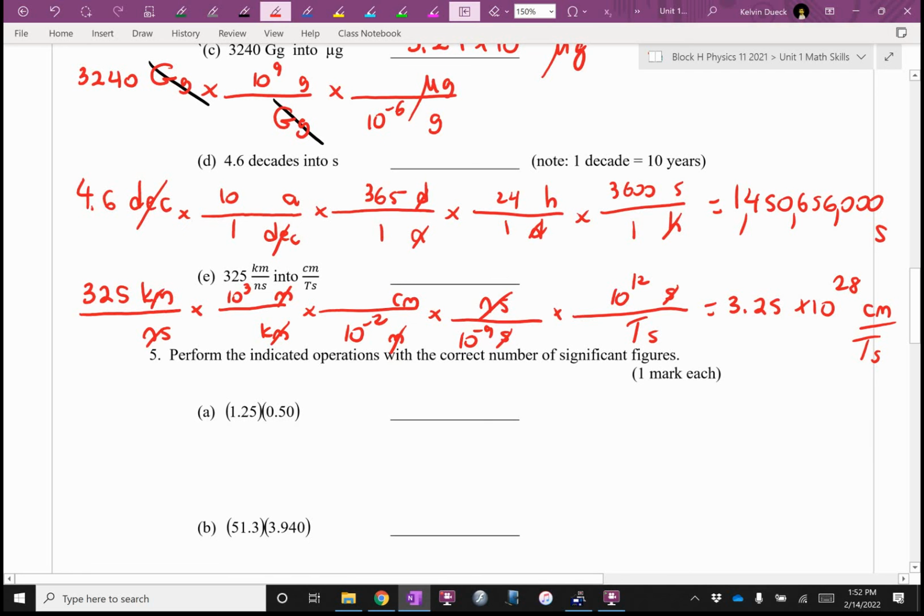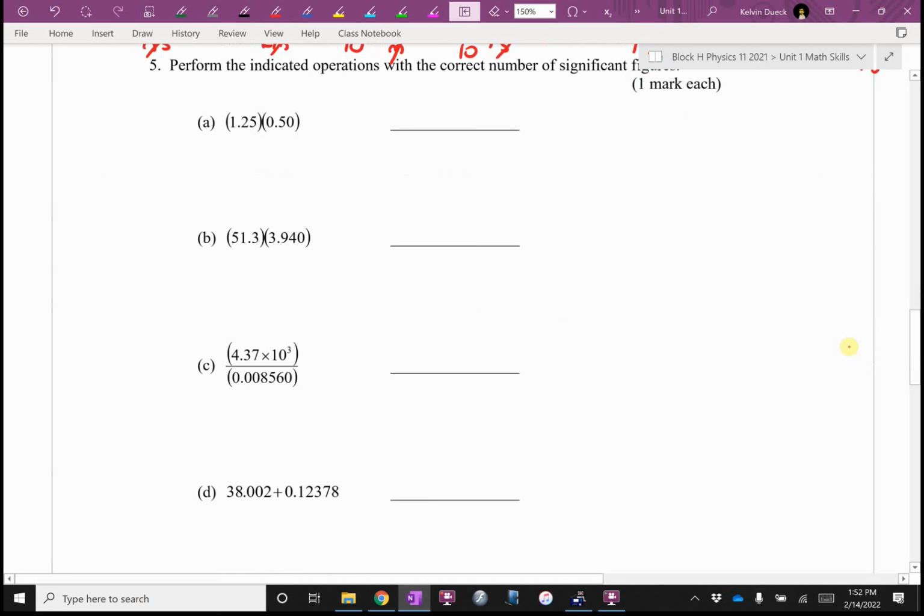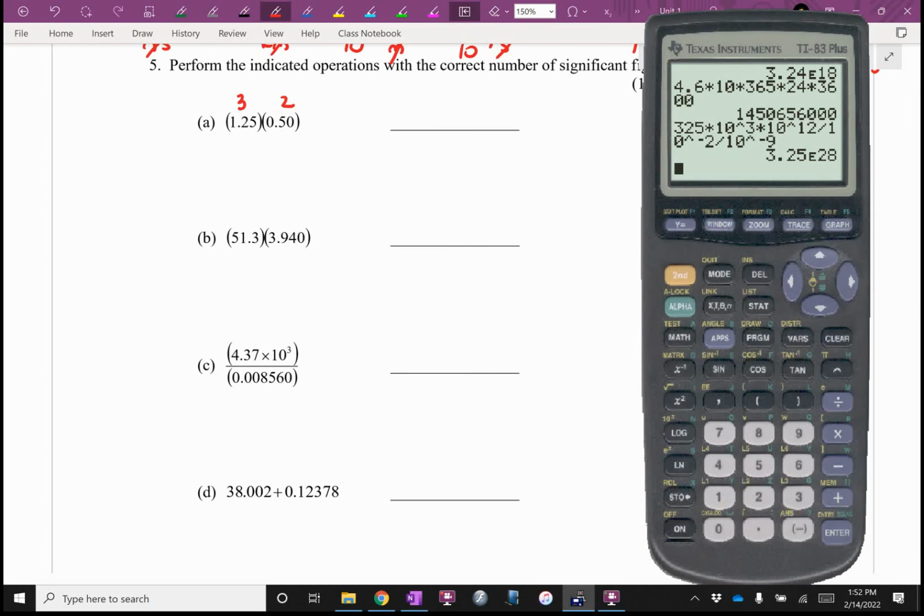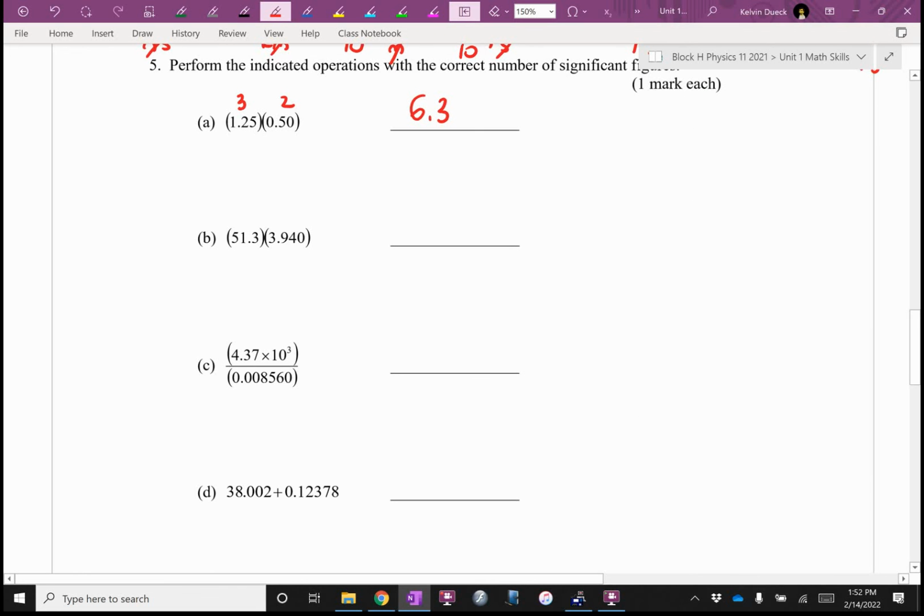All right. There's going to be a section on your quest where I just ask you to do some operations with sig figs, and I don't care whether you write them in scientific notation or not. We're multiplying 3 sig figs. Ooh, 2 sig figs, not 1. I'm going to go to 2 sig figs. 1.25 times 0.50. The second sig fig is that 2. Is that 2 going to stay a 2 or become a 3? Going to become a 3.